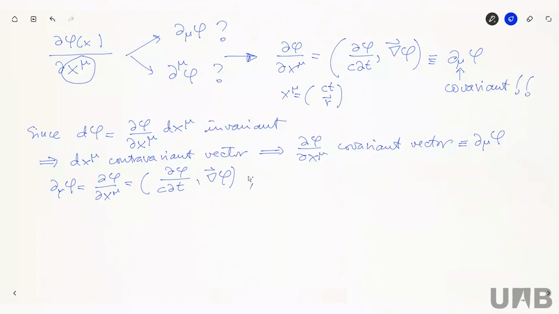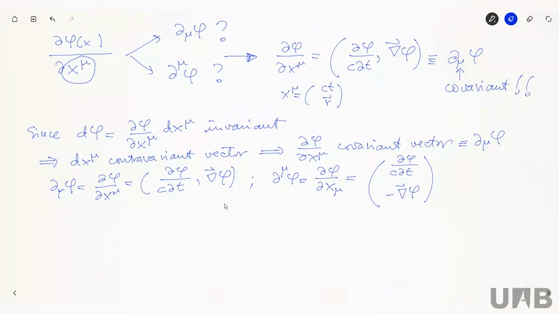Changing everything that has to be changed, mutatis mutandis, d mu phi with the index upstairs is going to be d phi with respect to dx with the index mu downstairs. And this is a contravariant vector. So this is d phi over c dt, and here is minus the gradient of phi. It has to be a minus because remember that x mu with the index downstairs has 3 minus signs for each of the spatial components. So these minus signs appear here.